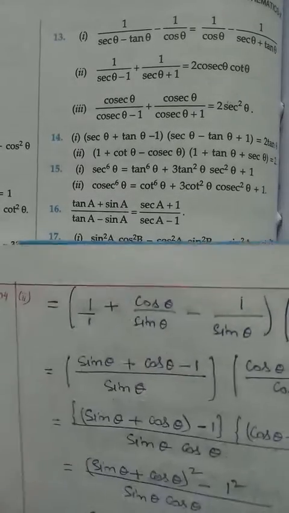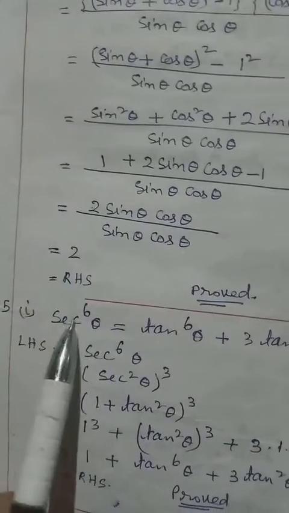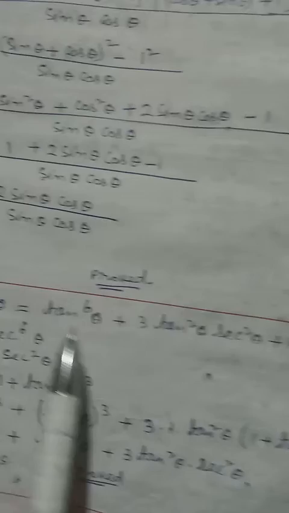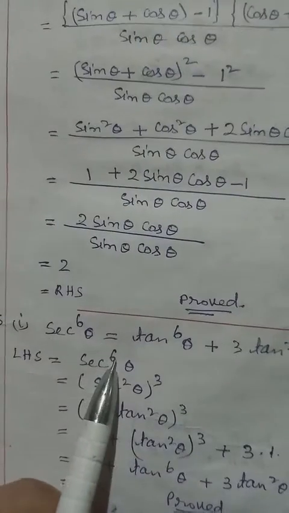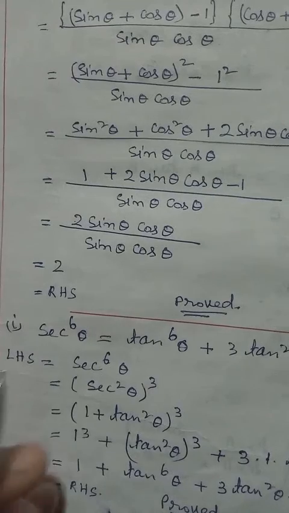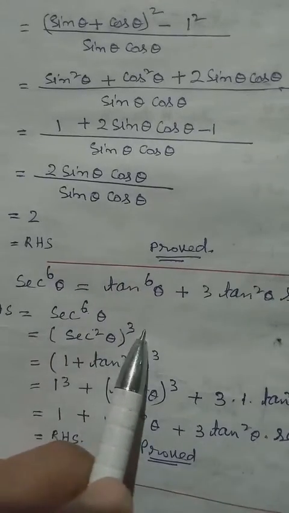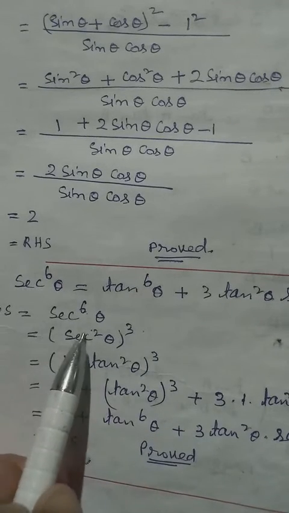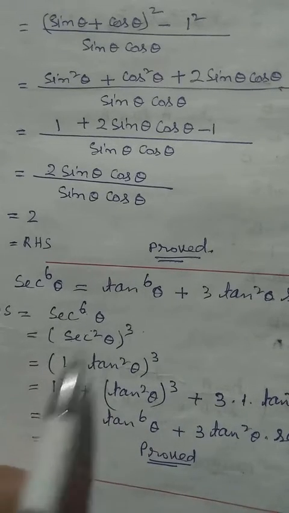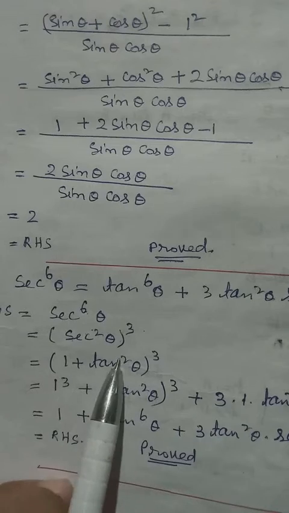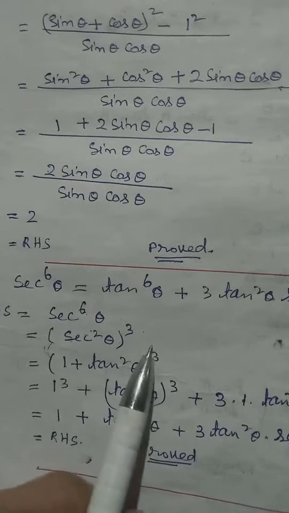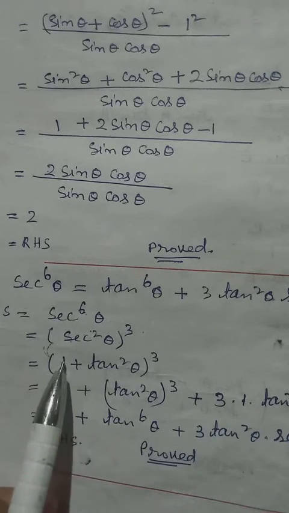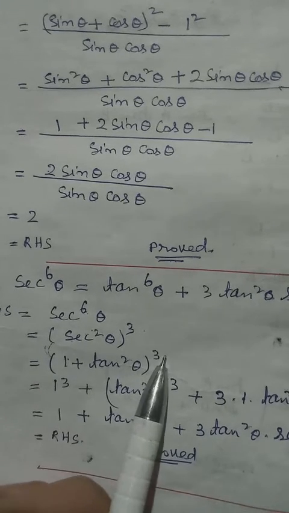We will move on to number 15. We have here sec⁶θ. We want to produce this one. We don't have a formula for 6, but we have formula 2 and 3. So instead of 6, let us change it to (2) whole to the power 3. Then sec²θ, we have the identity, we can make it (1 + tan²θ), then whole to the power 3.